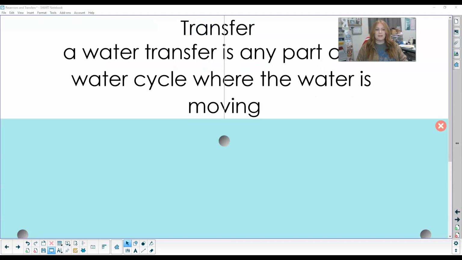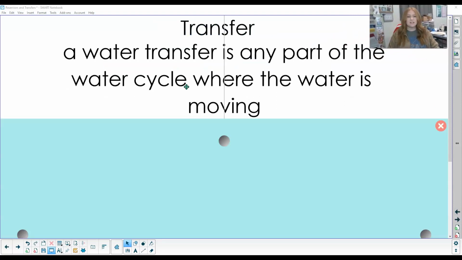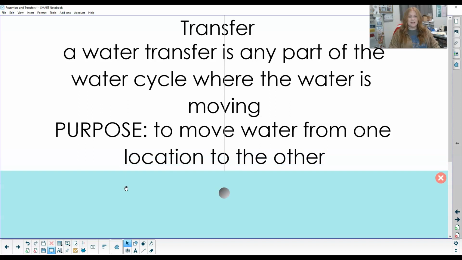So we're going to start with a transfer. A transfer is a water movement. It's transferring the water from one place to another. So when you see water moving, it was here, now it's here. A water transfer is any part of the water cycle where the water is being moved. So what is the purpose of it? The purpose is to move water from one location to another.